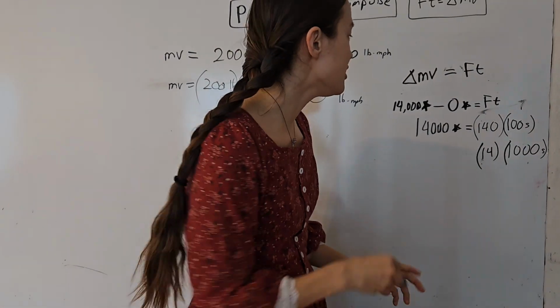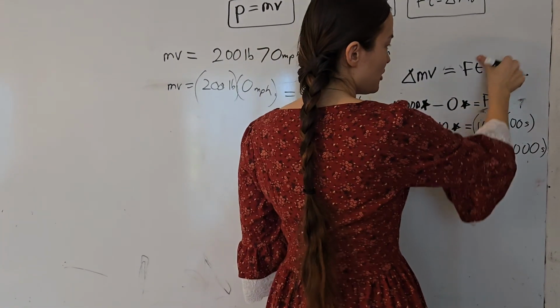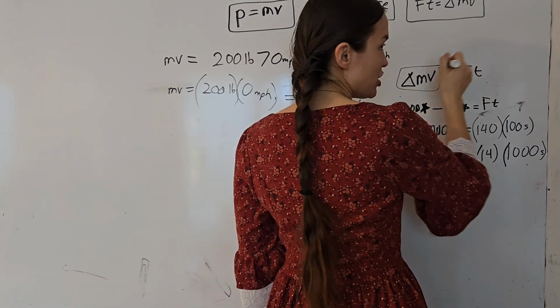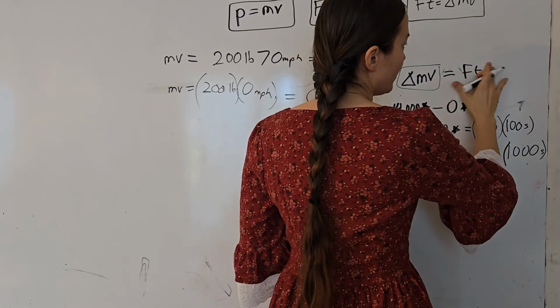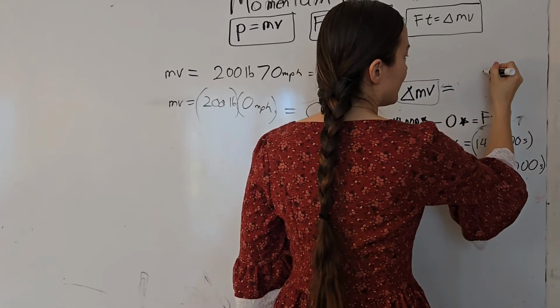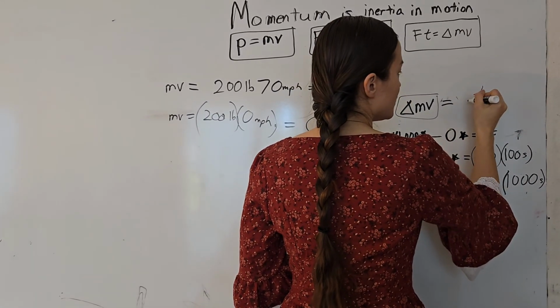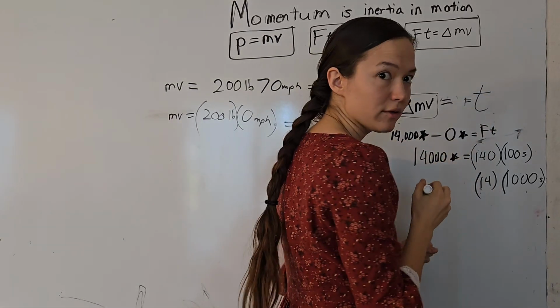So when Sarah was bending her knees as she jumped, what she was doing was, for a set amount of momentum that she had coming down, about to hit the floor, she was making the time be longer so that her force could be smaller.